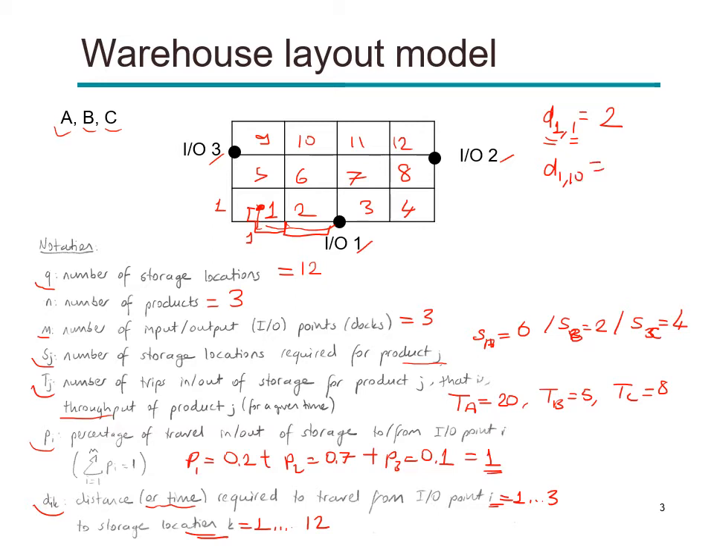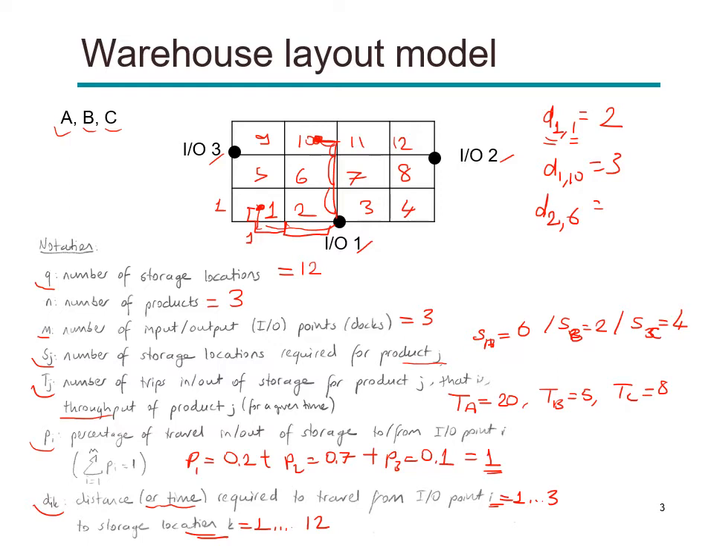What about D110? What is the distance? Okay, so the center of the 10th storage location is here, and the distance between the first input output point and this is the rectilinear distance over here, which is 1 plus 1 plus half plus another half, which will make you 3. Okay, what about D26?